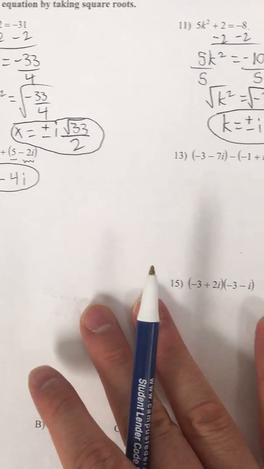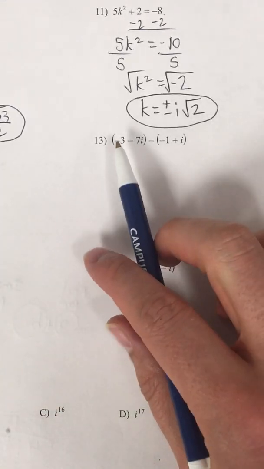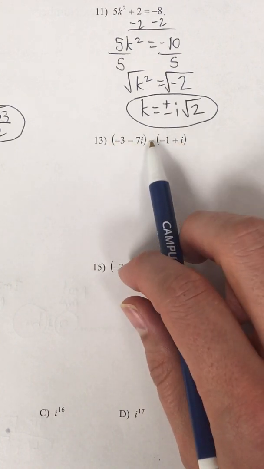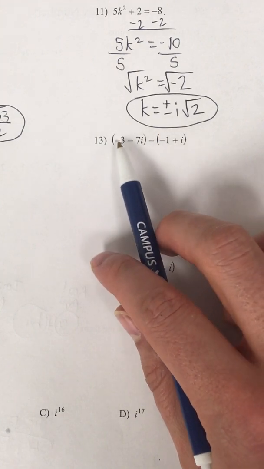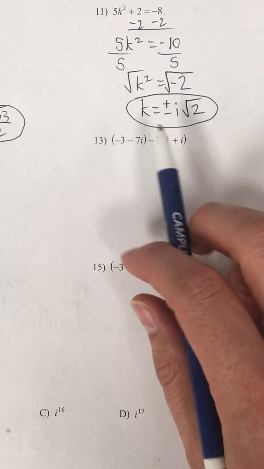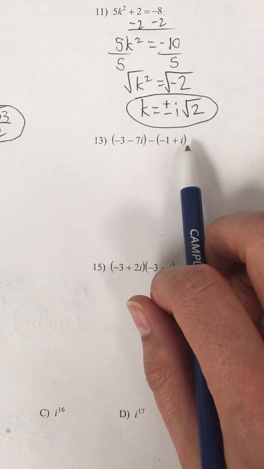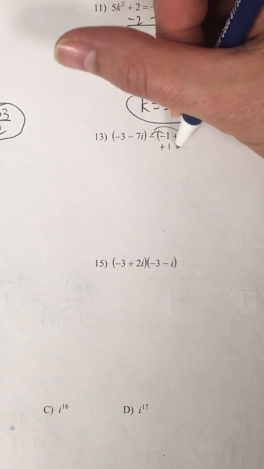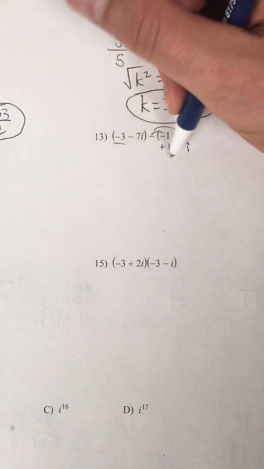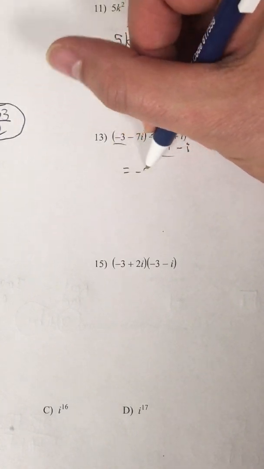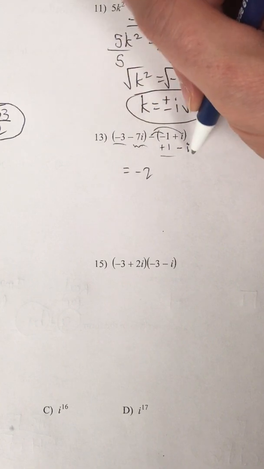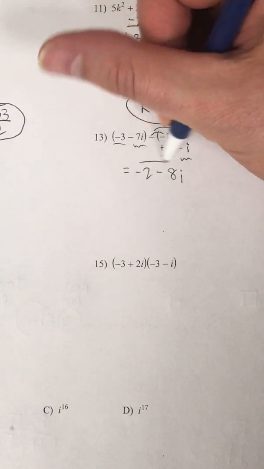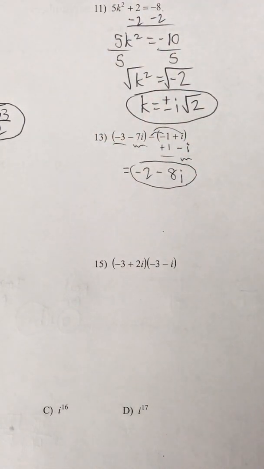Now, if it's subtraction, don't just combine like terms. It's not -3 minus 1, -7i plus i. Remember, you're subtracting these. So you do -3 minus -1. You do -7i minus i. So basically, you're distributing that negative. This is really like a plus 1 and a minus i. So -3 plus 1 would be -2. And then -7i minus 1i would be -8i. That would be my answer.